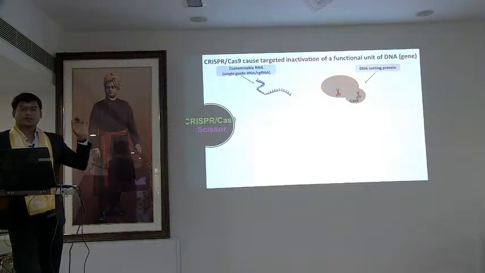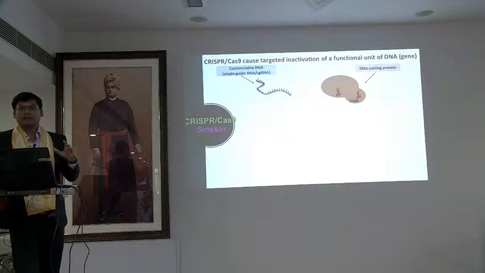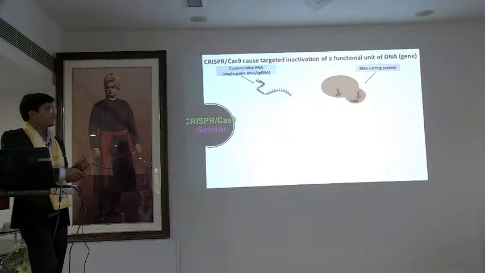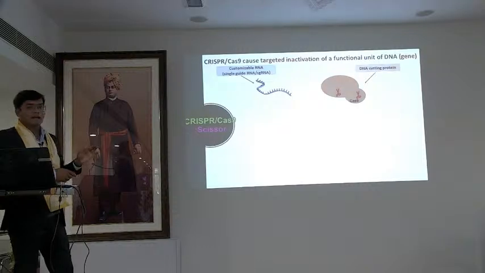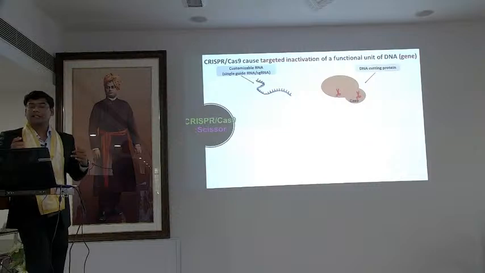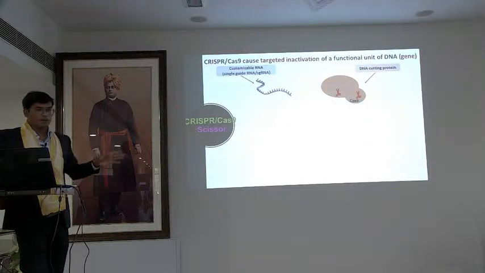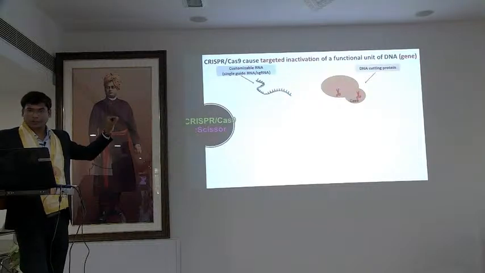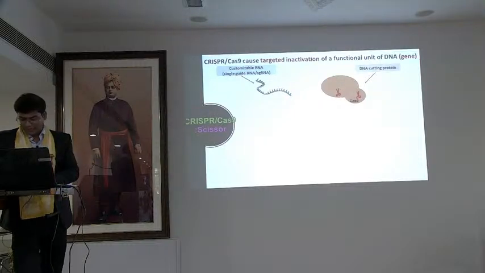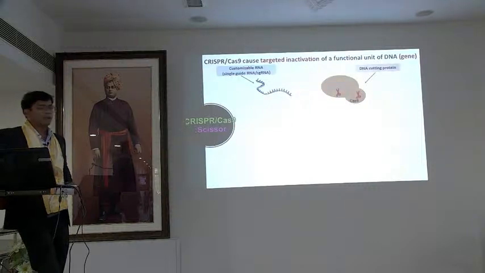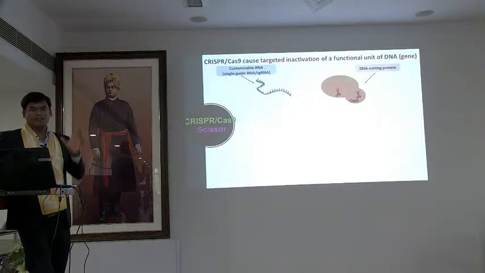So I want to show you a simple analogous slide to help you understand how CRISPR-Cas works. CRISPR-Cas can cause targeted inactivation of a functional unit of DNA. That means you can inactivate any gene by CRISPR-Cas. It has two components: one is a DNA cutting protein that is called Cas9, another is a customizable RNA that is called single guide RNA, a small RNA.